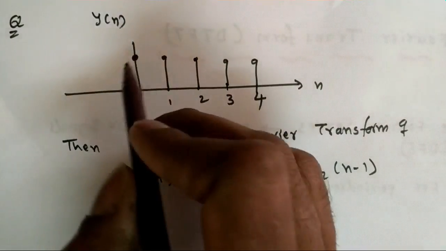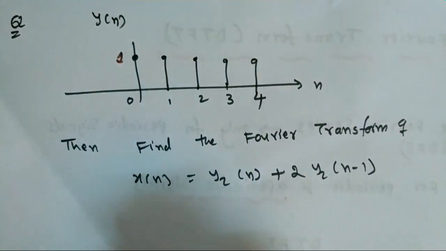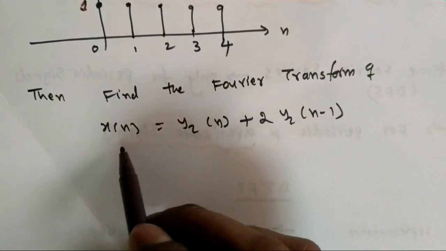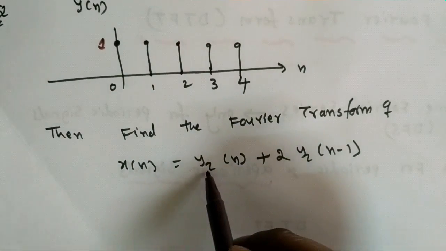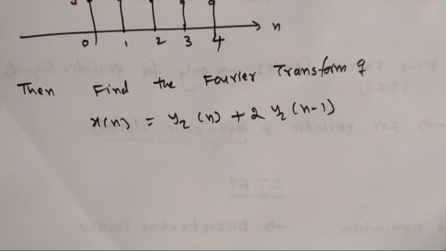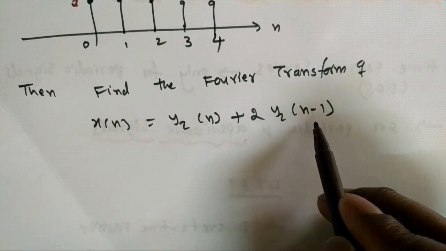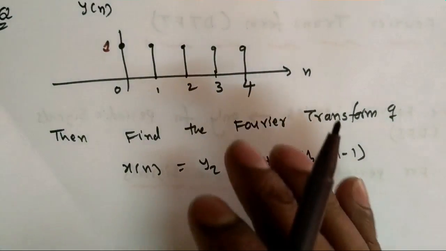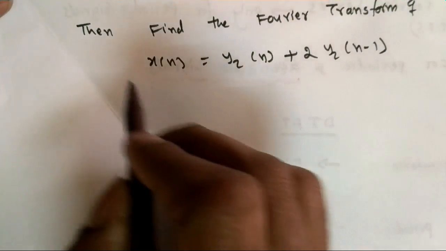x of n is given something like this. From 0 to 4 the amplitude is 1, the impulses. Then we have to find the Fourier transform of some different signal x of n, which depends on this y of n, that is y2 of n and 2 into y2 of n minus 1. In this problem we have to apply the time expansion property and the time shifting property. For this signal also we need to apply the time shifting property. So clearly observe. Now first, what is y of n?